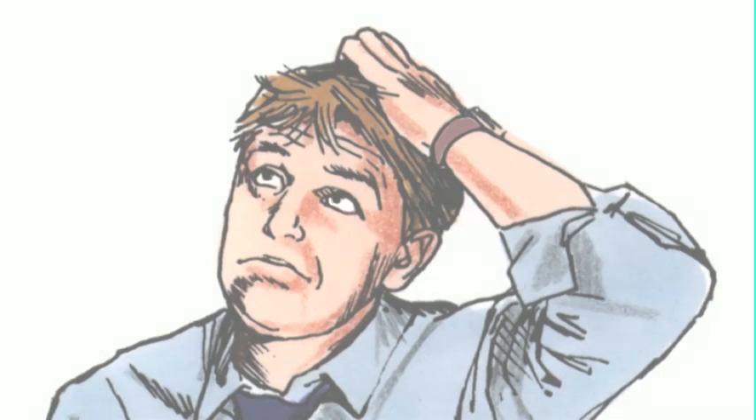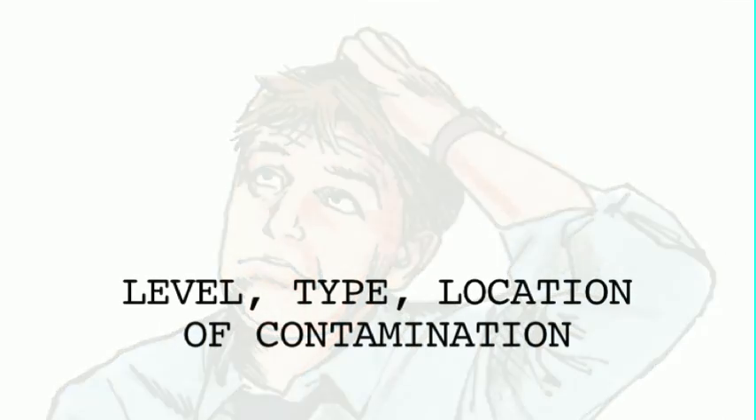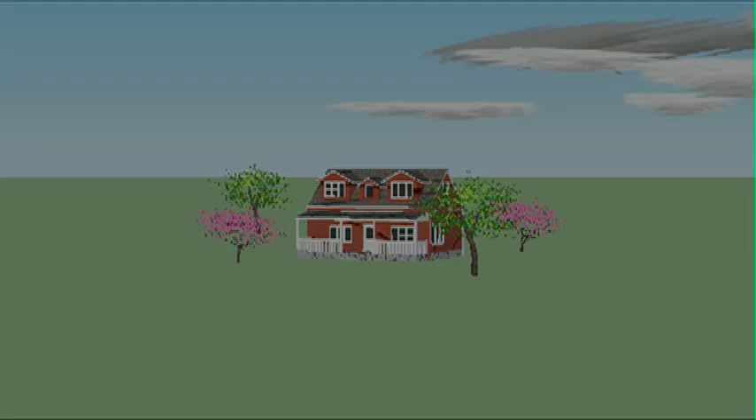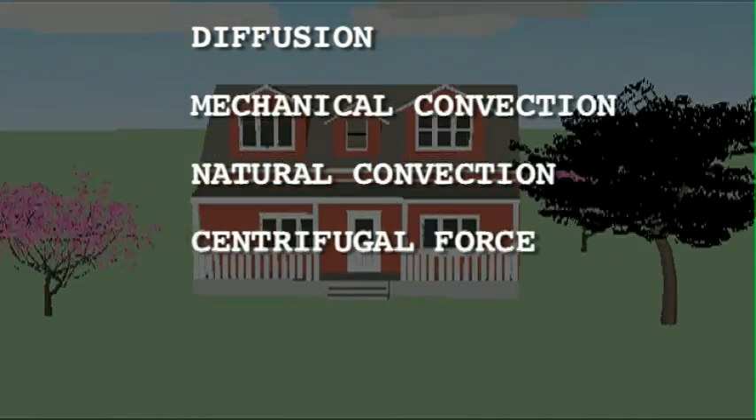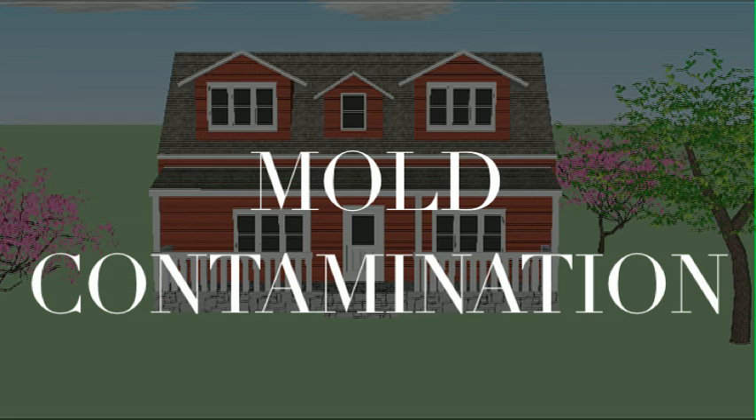When it comes to your home and the subject of indoor air quality, a person can easily become confused when trying to understand all of the things that affect the level, type, and location of contamination that may exist in your home. This video will focus on building sciences and how they influence contamination, specifically mold contamination.